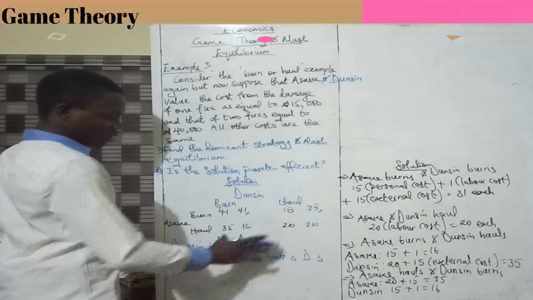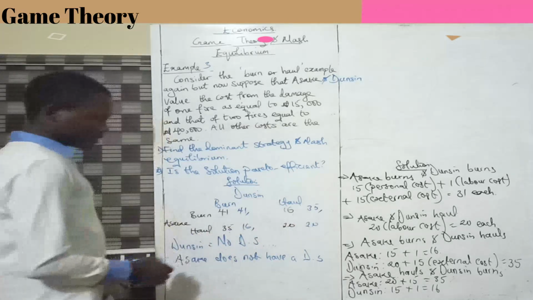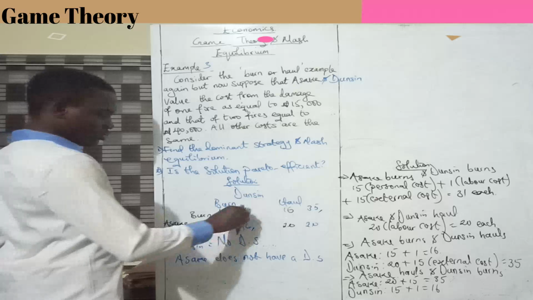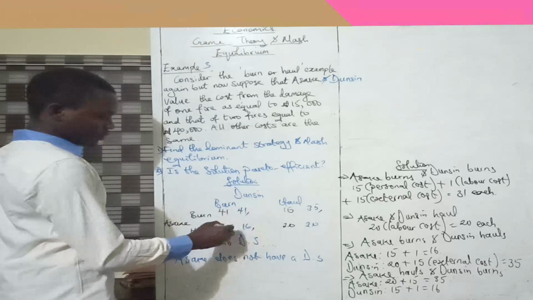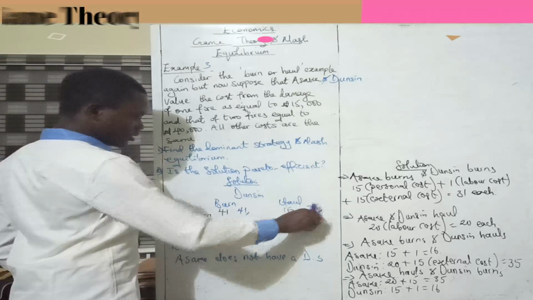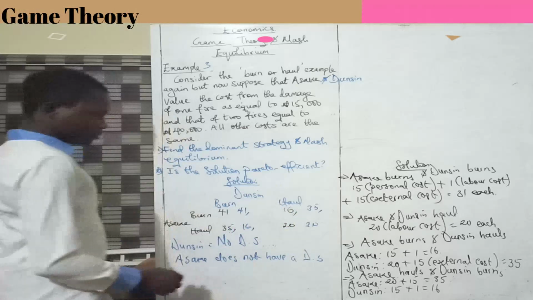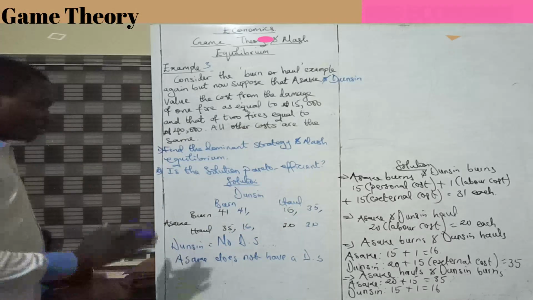If Ashake chooses to haul, 35 and 20 is gone. So between 20 and 16, this guy chooses 16, right? Now, if this guy chooses to burn, Ashake is going to choose 35. And if this guy chooses to haul, Ashake is going to choose this here. So you can see that you have two Nash equilibria.